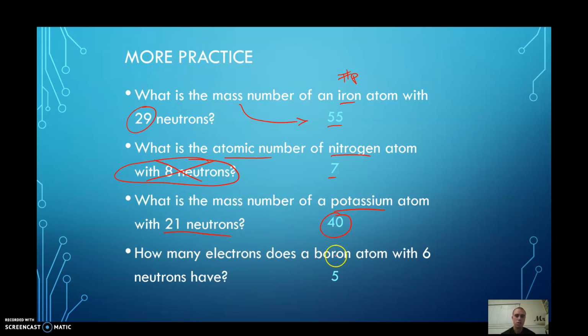How many electrons does a boron atom have? Again, this is just extra information. We don't care about the neutrons right now. Boron being neutral, 5 protons, 5 electrons.